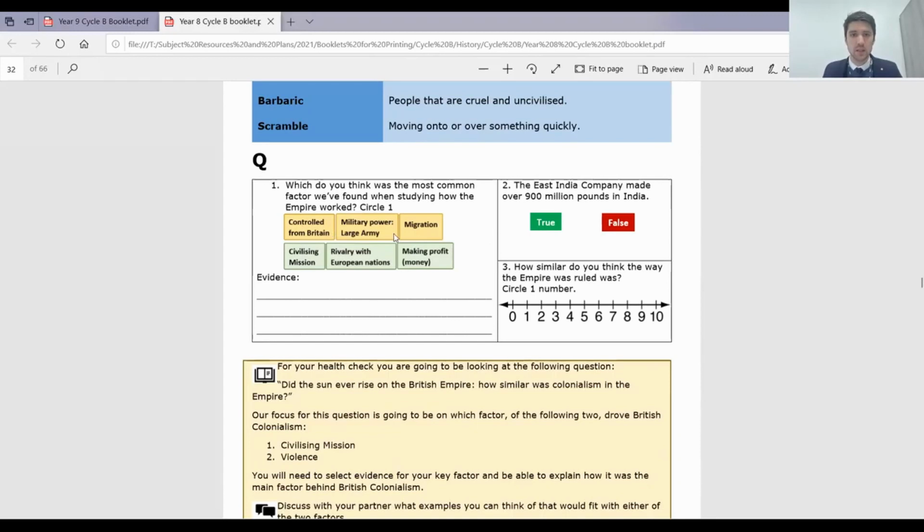Control from Britain, that means from the government. Military power, an army to control the indigenous population. Migration, people to do the jobs. A civilizing mission, making things better. Rivalry with European nations, Britain being number 1, and making profit.